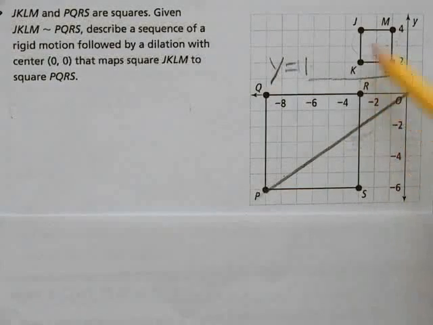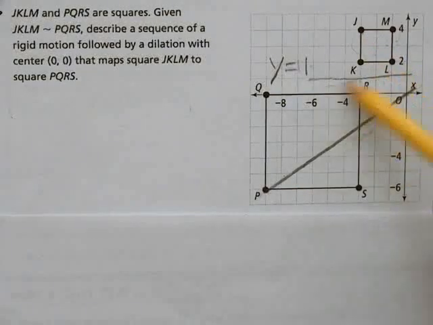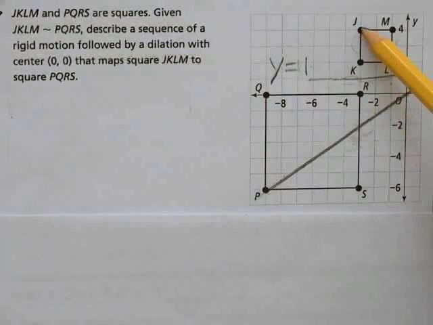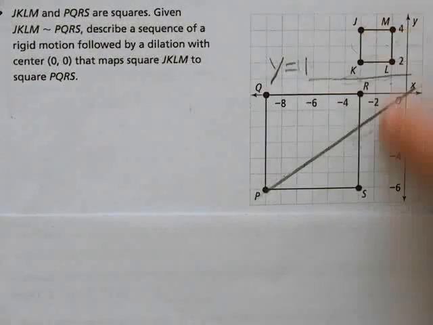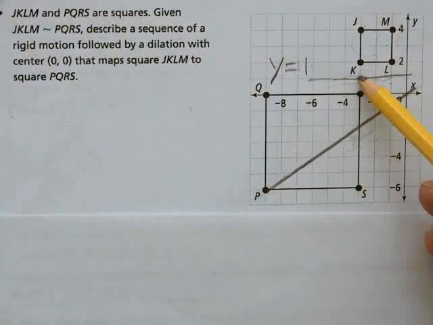And I'm thinking it's going to be point J because I need to move down a fair bit. And remember, when I'm reflecting across a horizontal line, the only thing that changes is the y values. The x values stay in the same place. I'm basically just taking this whole square and reflecting it across this line, y equals 1.